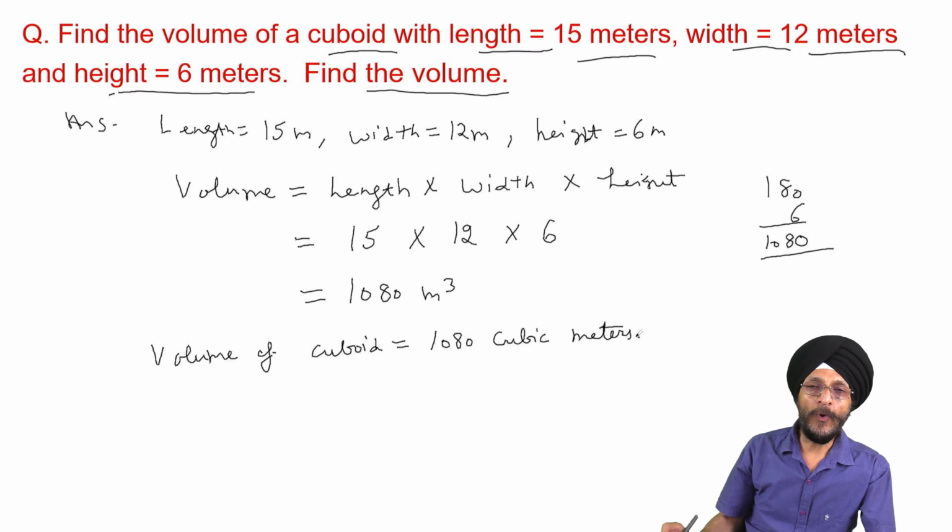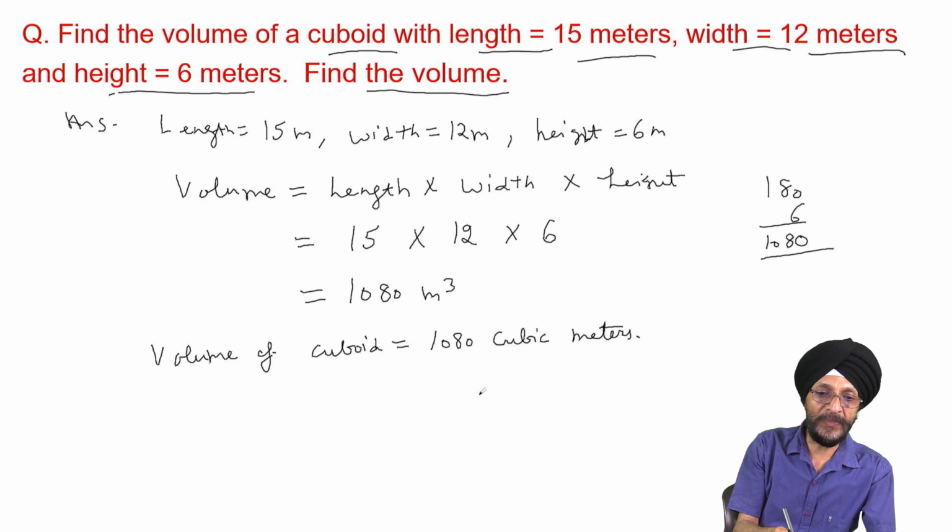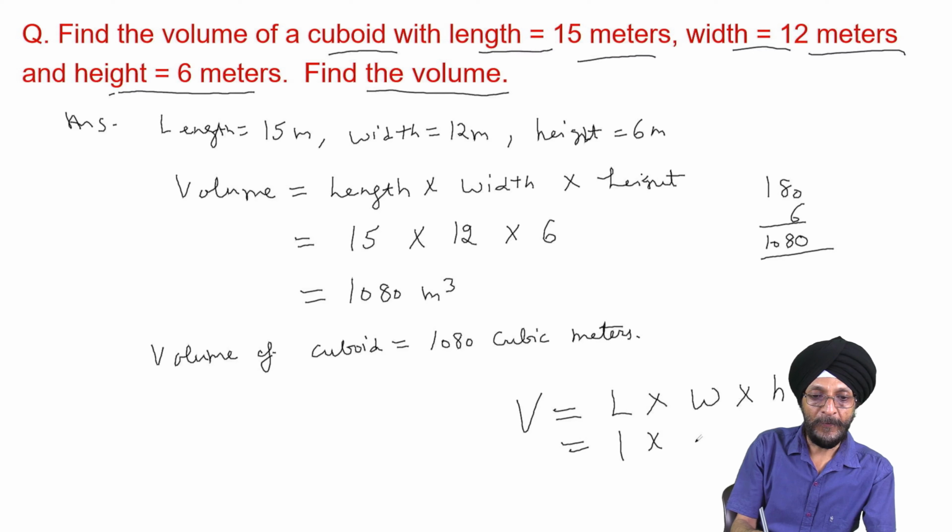So we hope you have been able to understand how to calculate the volume of a cuboid. It is very simple. For the purpose of recap, we can say that volume is equal to length multiplied by width multiplied by height. Or we can also say that length multiplied by breadth multiplied by height.